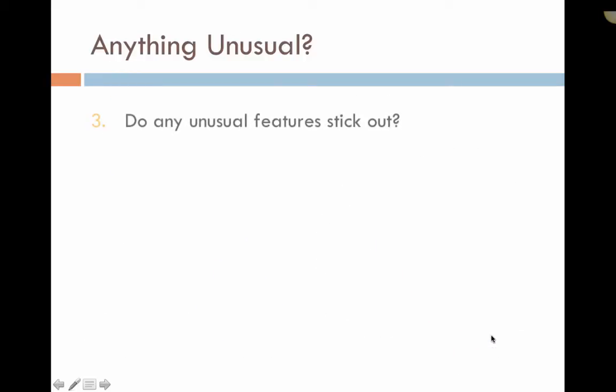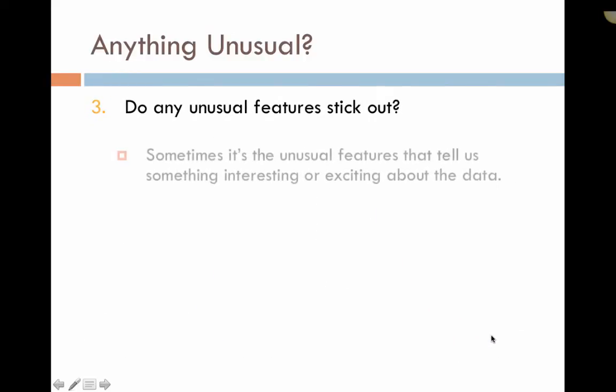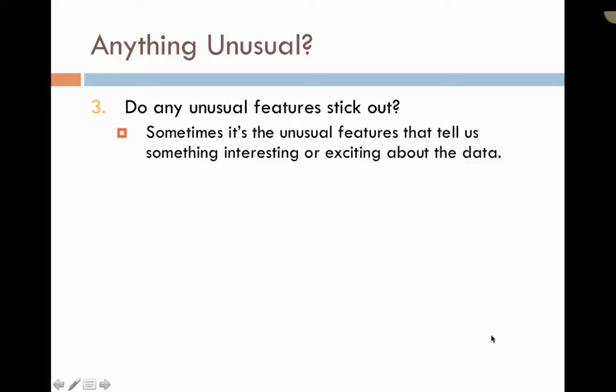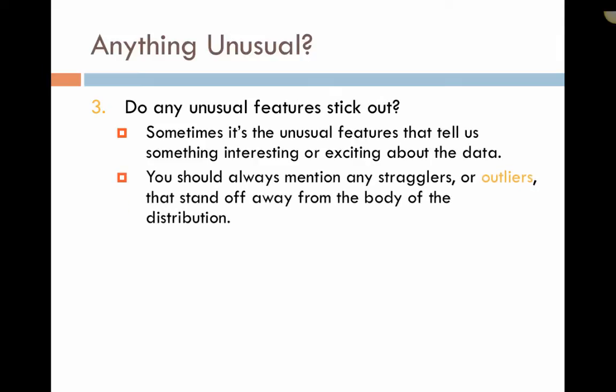Then we're looking for any unusual features. Sometimes it's the unusual features that tell us something interesting or exciting about the data, and a lot of times that can be what we're most interested in. So, for example, an outlier would be something that is unusual. Outliers are stragglers that stand off away from the body of the distribution. So anytime you see an outlier, you want to mention that in the distribution.